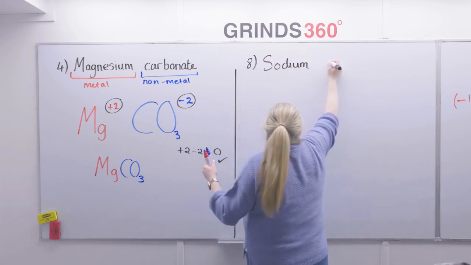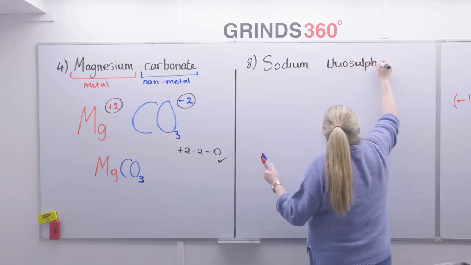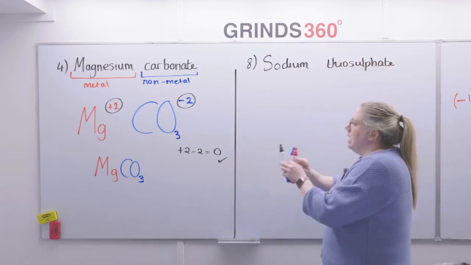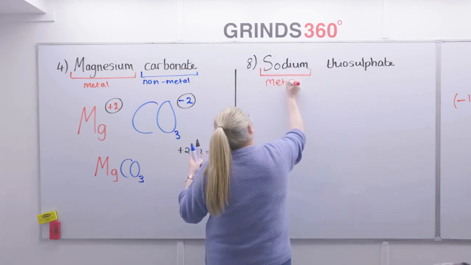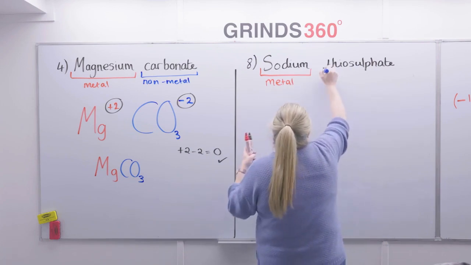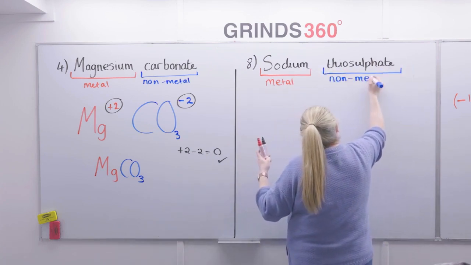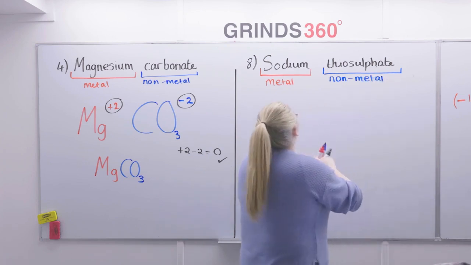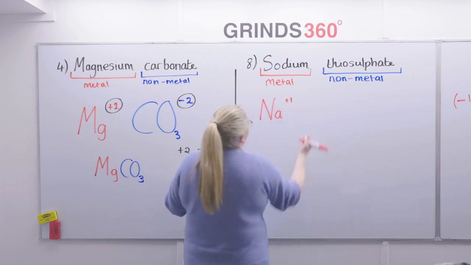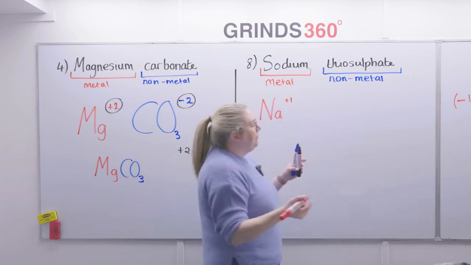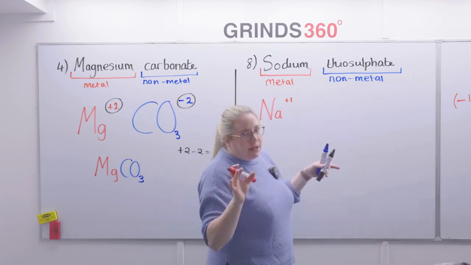I have sodium thiosulfate. Okay. Sodium is my metal. And my thiosulfate is the non-metal. Sodium is in group 1. So it will have a +1 charge. Remember, everything in group 1 is +1. Apart from hydrogen, that one's a little bit iffy. Thiosulfate, it depends what the hydrogen is bonded to.